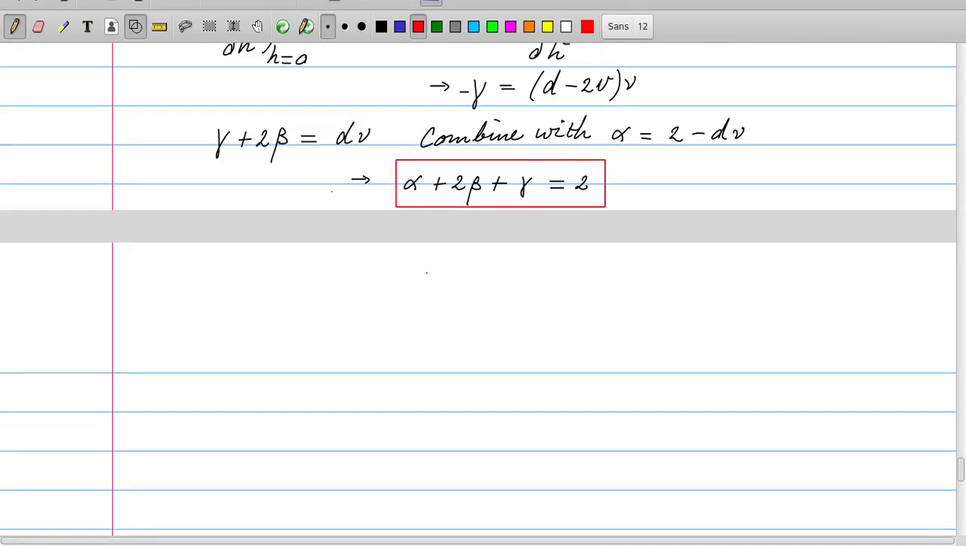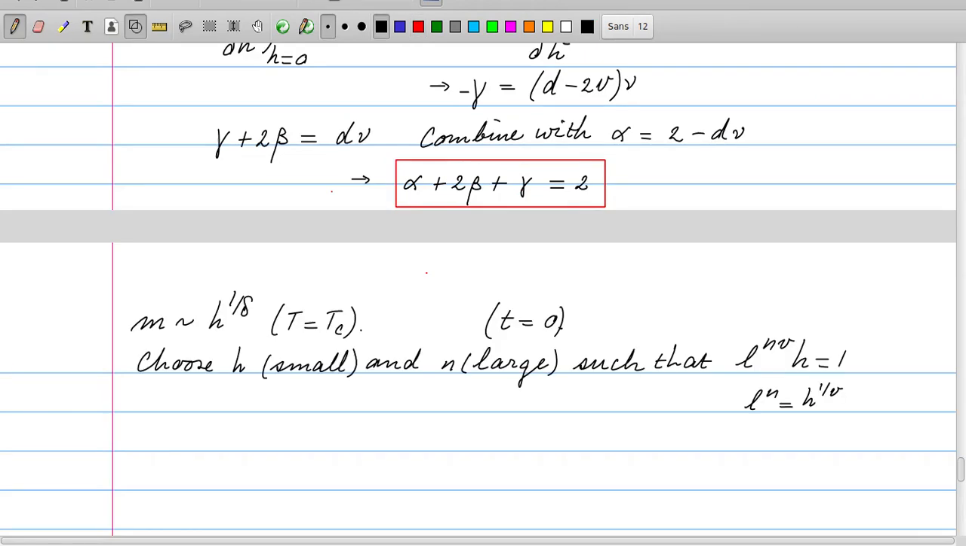And then I find alpha plus 2 beta plus gamma is 2. So that's the second scaling relation that we have discovered. The next critical exponent we study is the exponent delta, and it tells us how the magnetization varies with the magnetic field if we are exactly at the critical point.